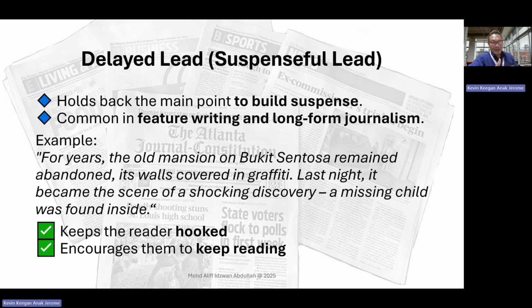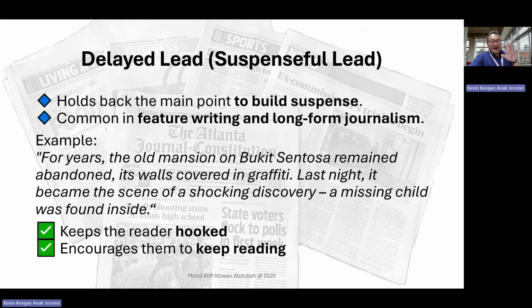Hold back the main point to build suspense. Common in feature writing and long-form journalism. Example: for years, the old mansion on Bukit Sentosa remained abandoned. It was covered in graffiti. Last night, it became the scene of a shocking discovery. A missing child was found inside. It keeps the reader wanting to read more because the hook is nice.